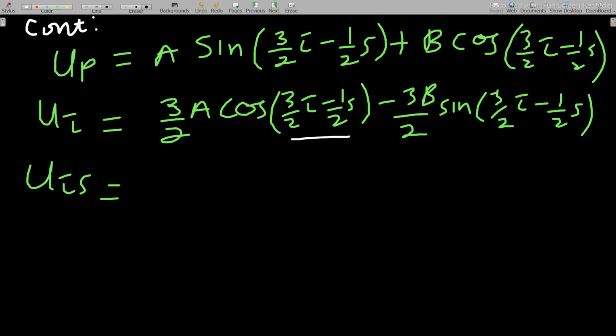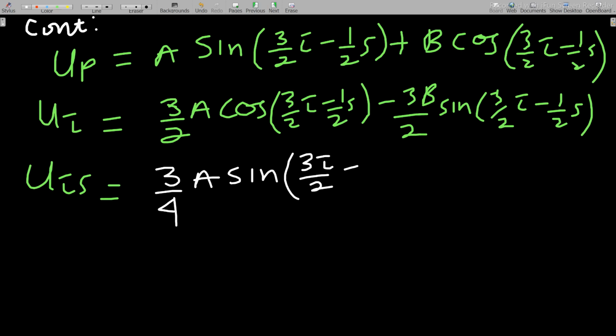With this part, when you differentiate with respect to s, you get negative half. And when you differentiate cos, you get minus sine, so the negative will cancel it. So I'll get negative half times negative something, so it becomes positive half. So I have half times 3 over 2a, which will be 3 over 4. Okay, you have 3 over 4 a, then sine of 3 tau over 2 minus 1 over 2s.